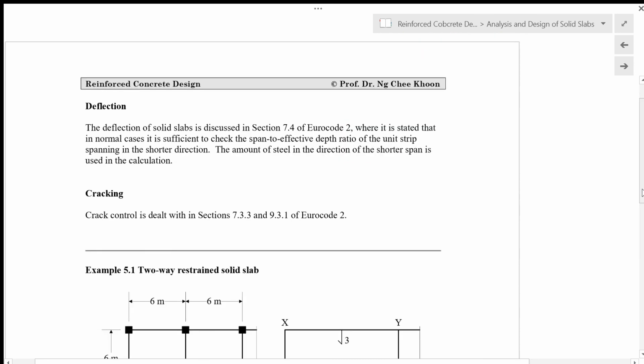for determining the shear forces at the supporting beams. For deflection, the deflection of solid slabs is discussed in section 7.4 of Eurocode 2, where it is stated that in normal cases it is sufficient to check the span to effective depth ratio of the unit strip spanning in the shorter direction. The amount of steel in the direction of the shorter span is used in the calculation. For cracking, crack control is dealt with in sections 7.3.3 and 9.3.1 of Eurocode 2.